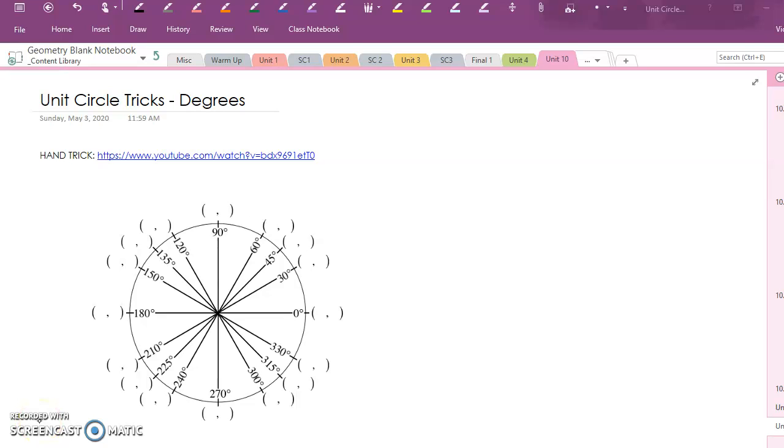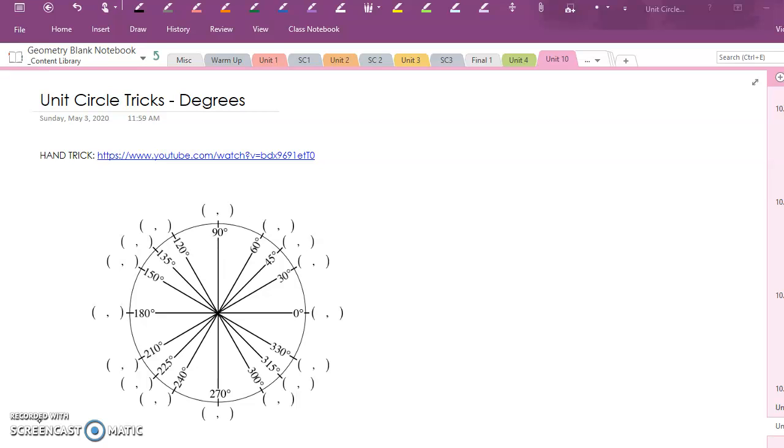to look at all of the unit circle degrees tricks. So the unit circle is in degrees and radians. When we're talking about degrees, we're going to use our left-hand trick and our reference angle of 30, 45, and 60 to get the rest of the unit circle.